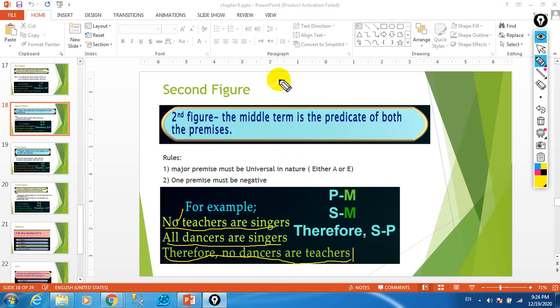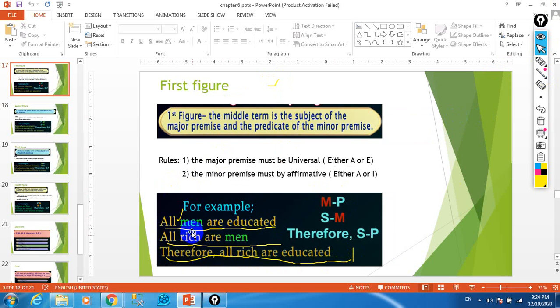In the previous slide I told you about A, M. Here we said men is M, educated is P, and rich is S, and this M means the middle term. In the major premise the middle term is first and the predicate is last. In the minor premise the subject is first and the middle term is last. In the conclusion the first is S and the last is P.